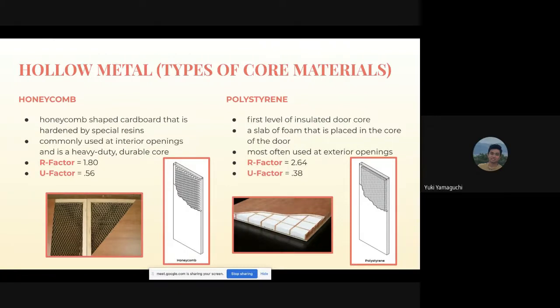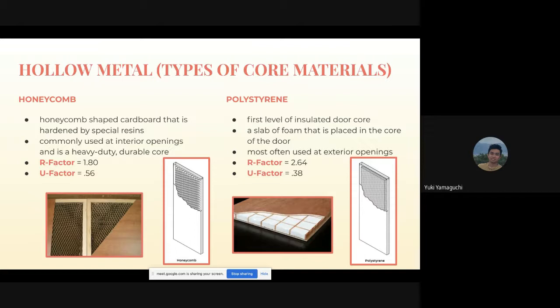And hollow metal has 5 types of core materials. So first, we have the honeycomb. As mentioned last time, similar to the wooden door, honeycomb got its name from its honeycomb-shaped cardboard that is hardened by special resins. It's commonly used at interior openings and is heavy-duty, and it has a durable core.